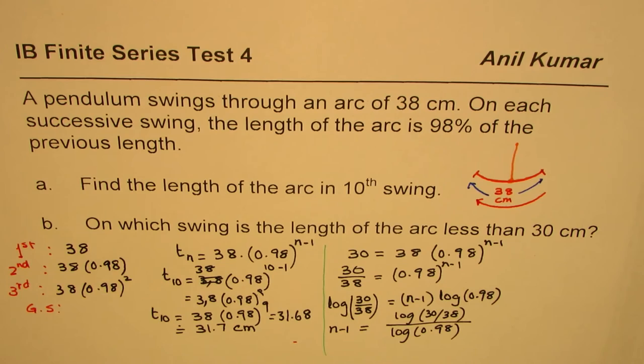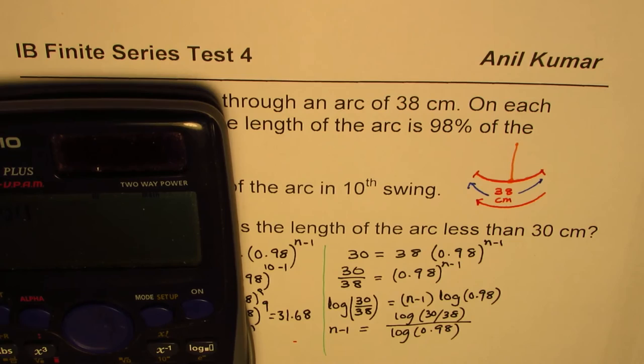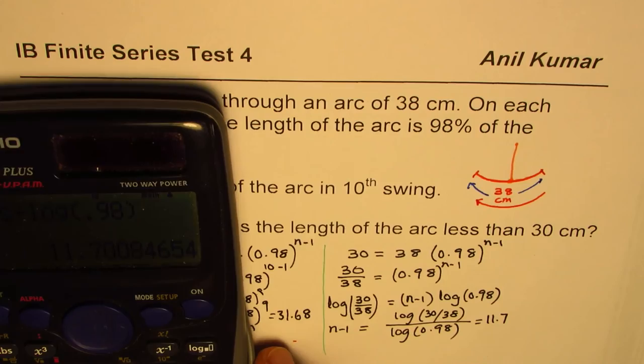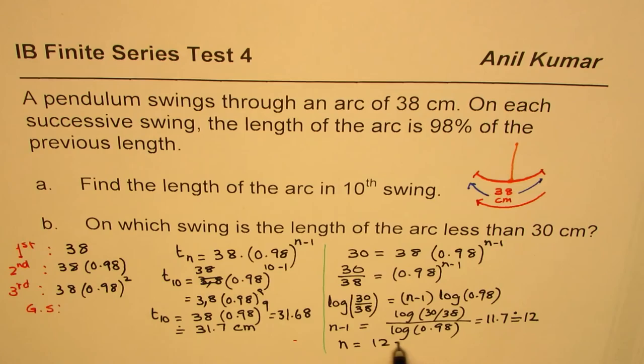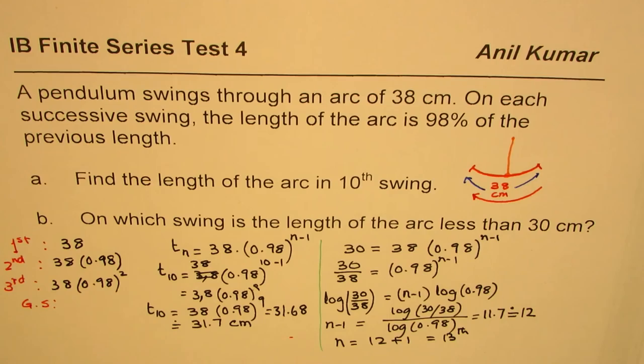How much is that? So we have log of 30 divided by 38. Now we have to divide this by log of 0.98, which gives you 11.7, right? So this number is 11.7. So that means we are looking for less than 30, so it is basically 12th swing, right? And that is n minus 1, and therefore n is equal to 12 plus 1, that is 13th swing. Is that okay? So the answer is 13 for the next one, correct? So we get n equals 13.